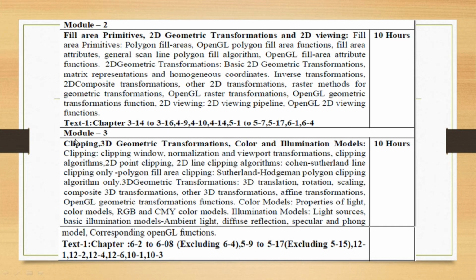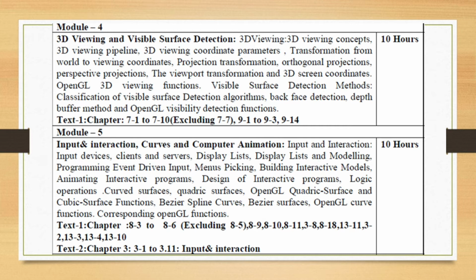Then we have module 3, clipping, 3D geometric transformations, color and illumination models, which is in textbook 1. Then the fourth module, 3D viewing and visible surface detection, is available in textbook 1, and module 5, input and interaction, curves and computer animation, is available in textbook 1 and in textbook 2. A part of module 5 is available in textbook 2.